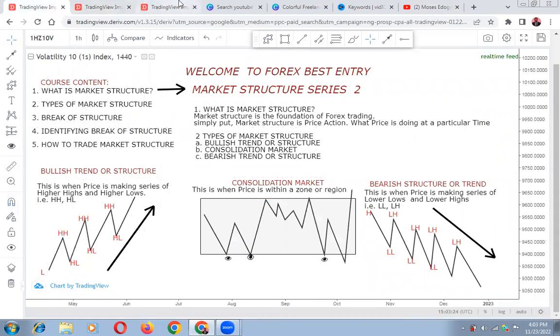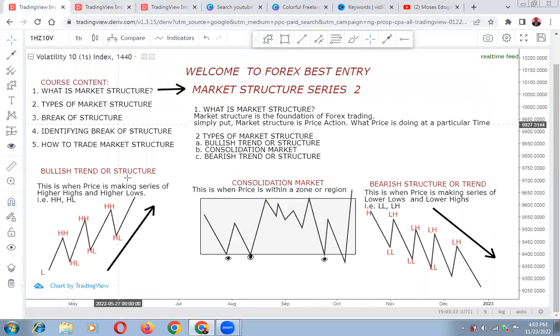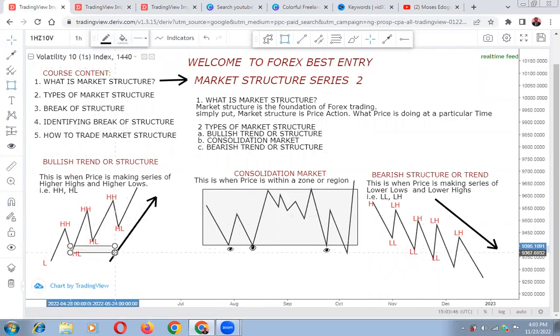Now I'm going to take you straight to the chart so that we see how we can get an entry. Remember, I said if you are on a bullish structure like this, you wait for the higher low to take your trades. You take your trades from the higher low. Wait for price to come down to the higher low, and then you buy.